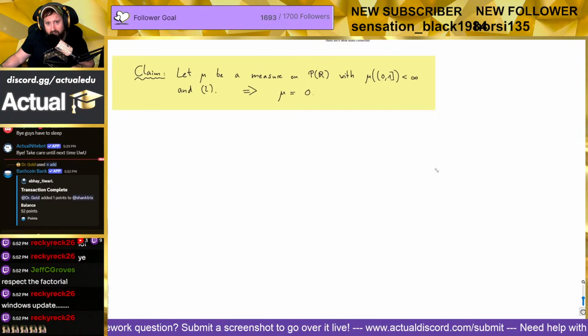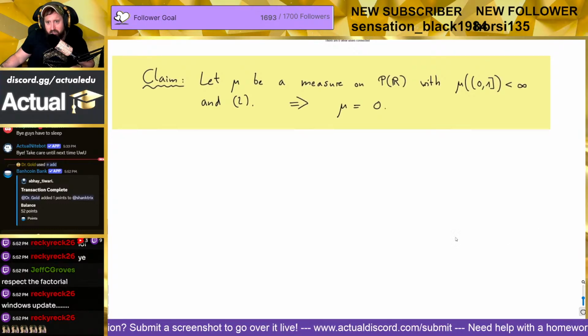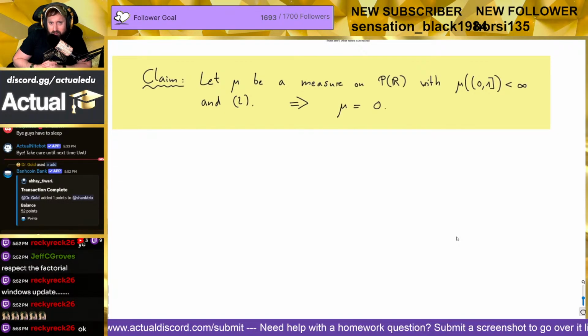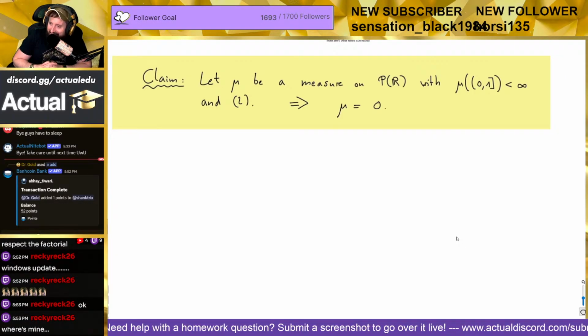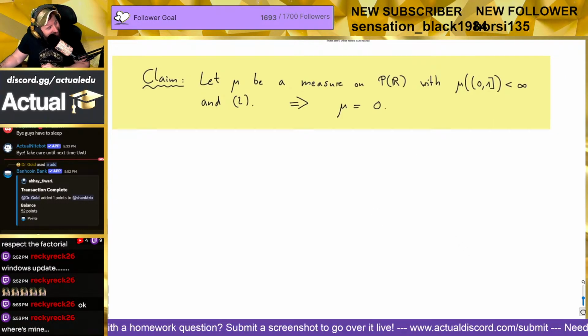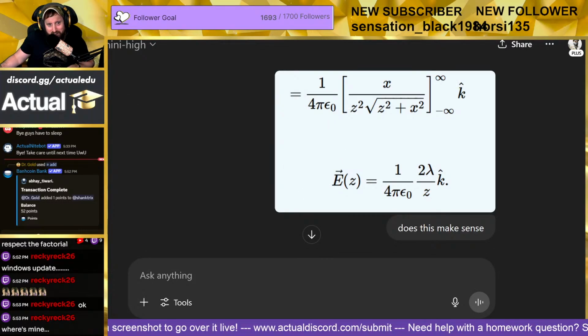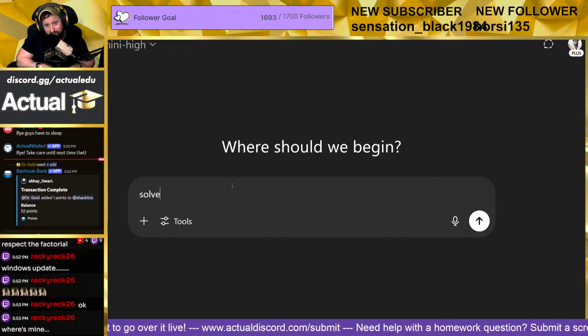Someone asked this. Let mu be the measure on R with mu of [0,1] less than infinity and such that mu equals 0. What is this? Who submitted this to my stream? I love when people submit some pretty ridiculous questions. Is this English? Here, I'm going to tell ChatGPT to solve it. Solve this, please.